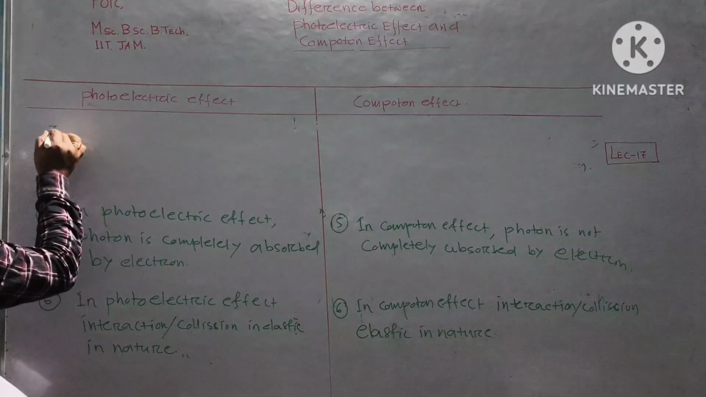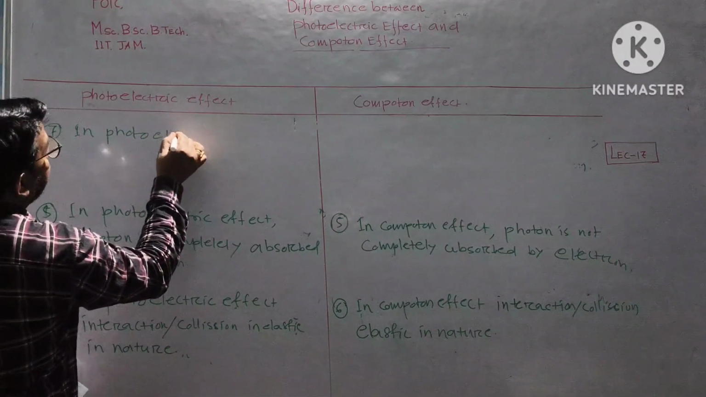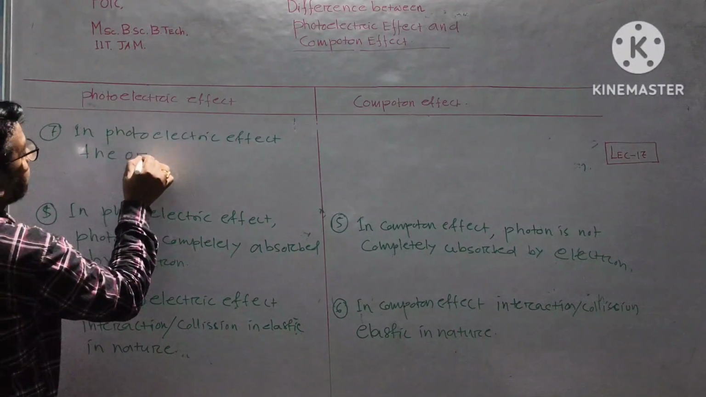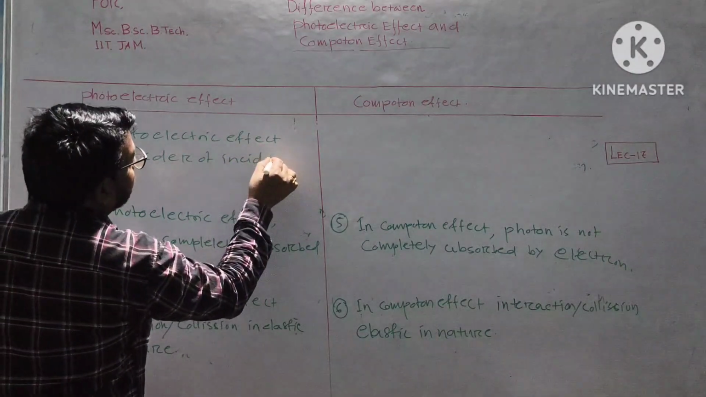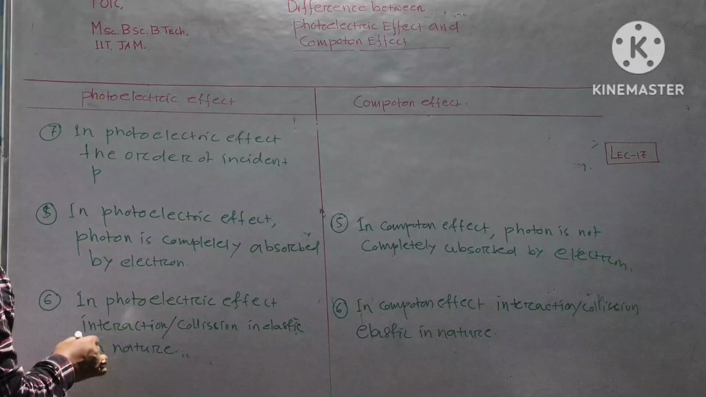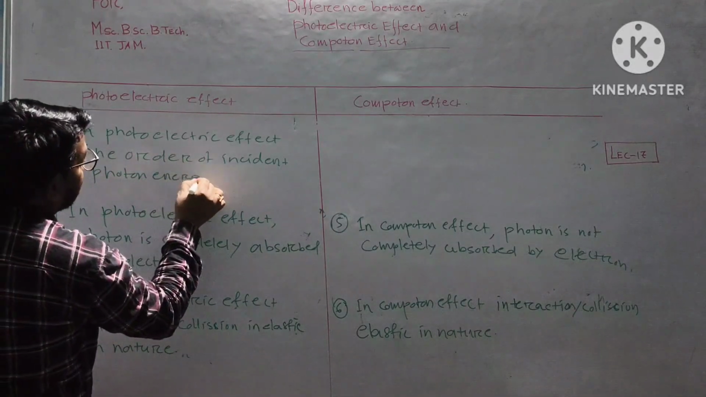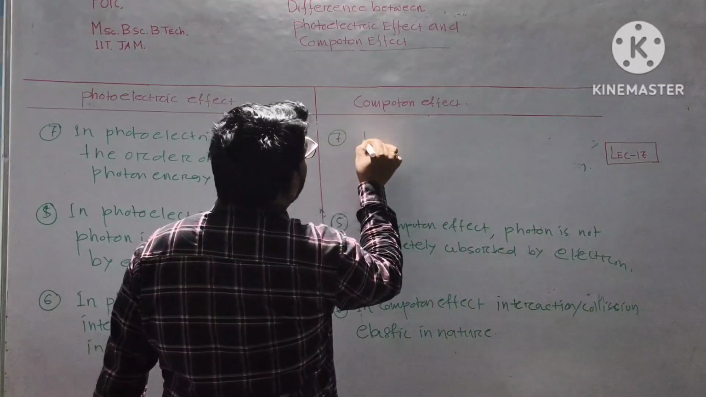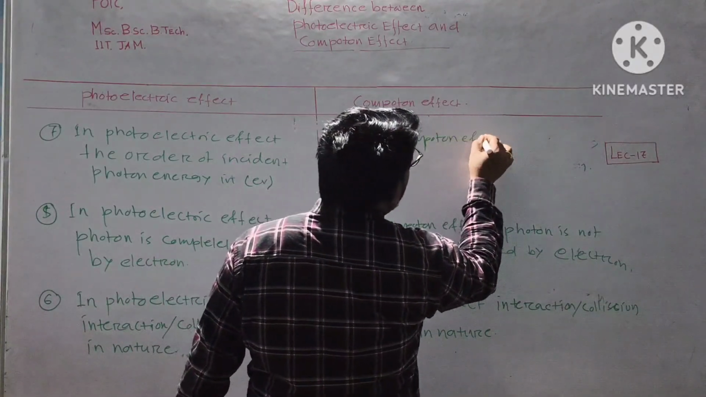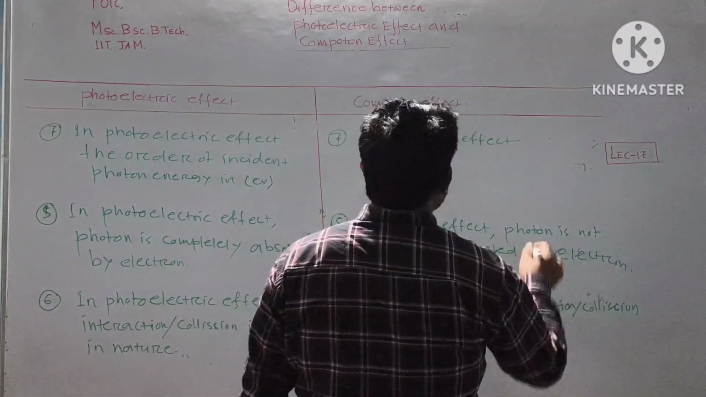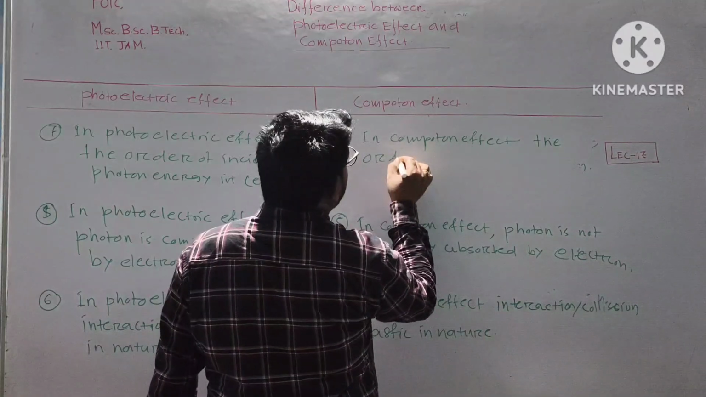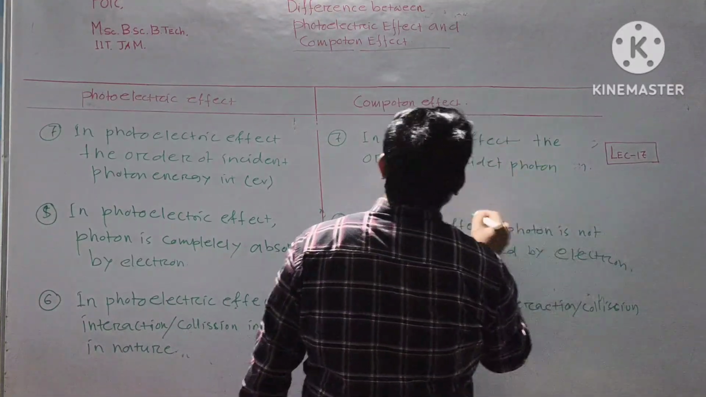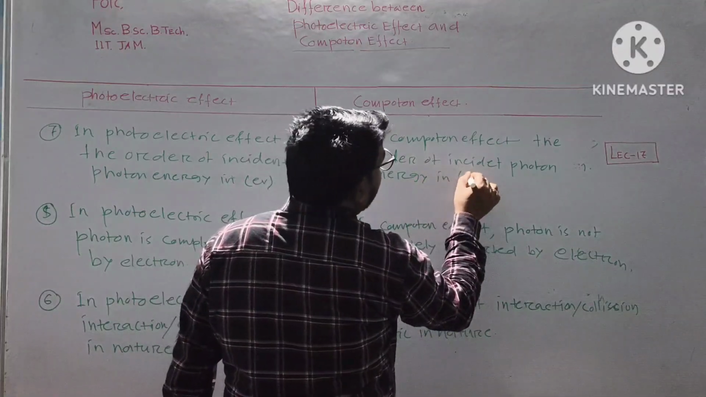In the photoelectric effect, number 7, the order of incident photon energy is in electron volt. But in the Compton effect, the order of incident photon energy is in kilo electron volt.